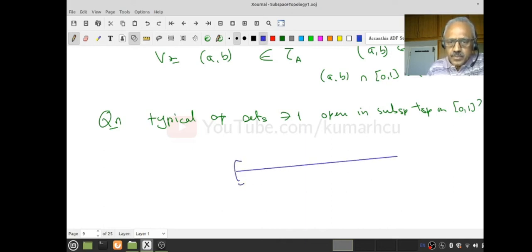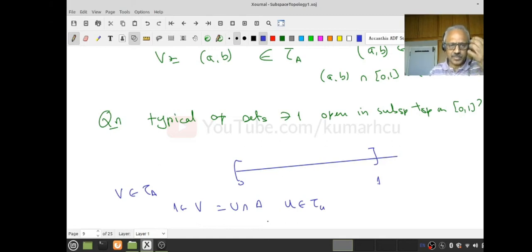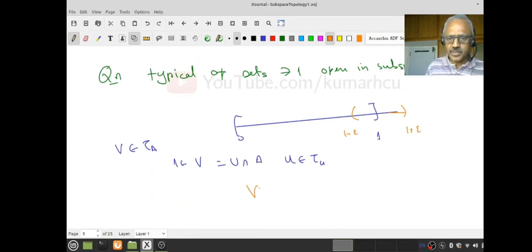So this is 0, this is 1. Now if V is in tau A and 1 belongs to V, then this is of the form U intersection A, where U is in the usual topology tau. Therefore U is an open set containing 1. What are the simplest typical open or basic open sets? They are of the form 1 minus epsilon to 1 plus epsilon. So intersecting, V is of the form 1 minus epsilon to 1 closed. Do you understand this?